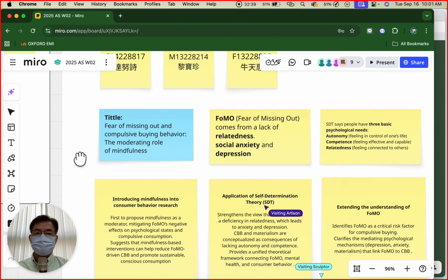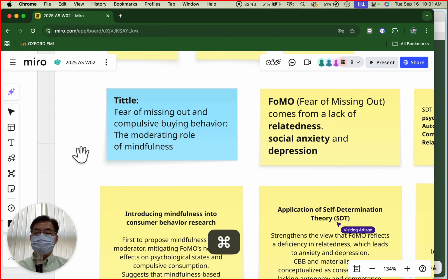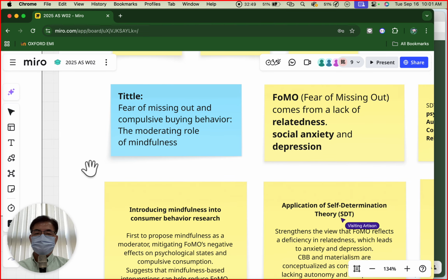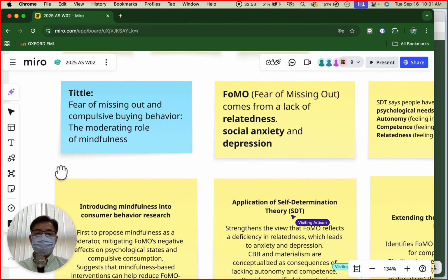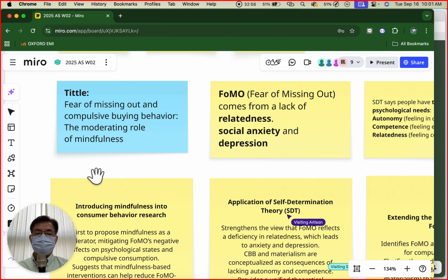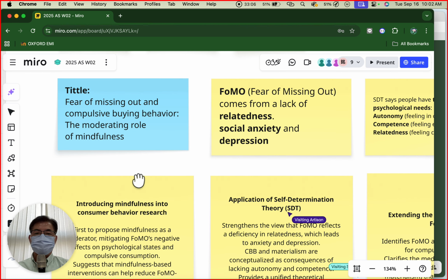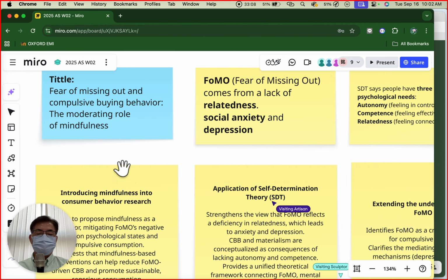So we choose this title, which is Fear of Missing Out, FOMO, and Compulsive Buying Behavior: The Moderating Role of Mindfulness. After looking at the theoretical review, we saw a lot of contribution of this research, especially theoretical. This fear of missing out is related to the anxiety of people and also depression. That's why they want to buy something, because they feel anxiety about being left out.